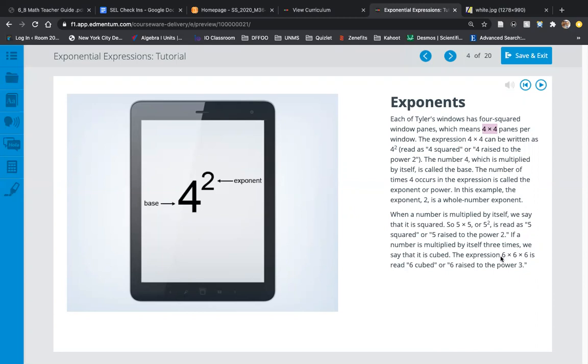They give us this example down here, 6 times 6 times 6. You could write as 6 to the power of 3. You would also say 6 cubed, right? So kind of like how this one is 4 squared, if it's to the third power, it's cubed, right?